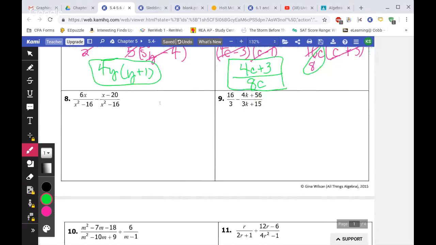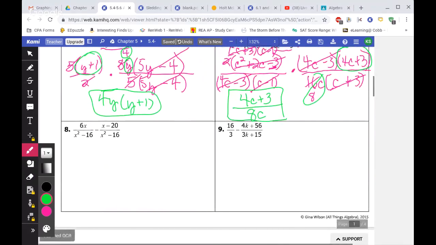Did you get all that? Am I moving the screen too quickly? Hold on, let me look at it real quick. All right, hold on. Yeah, I got it. You did? Okay.